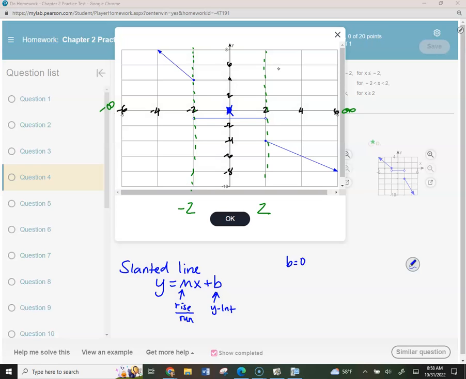Now I've got to actually imagine what that slope was. The slope was, look how it's counting. I went from 4 to 0. So I went down 4 and then right 2. So down 4, right 2. So my slope is -2.